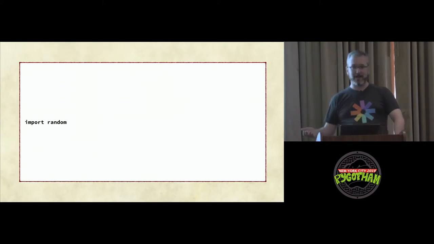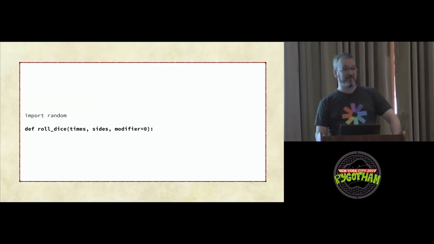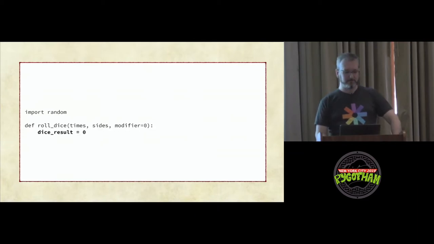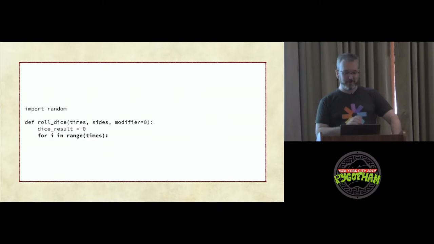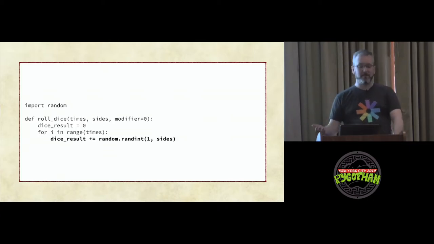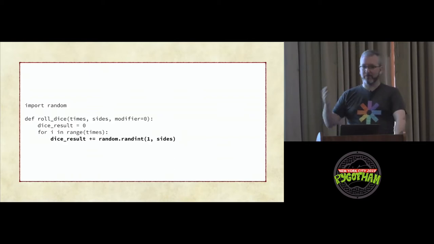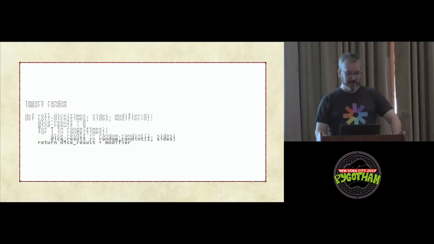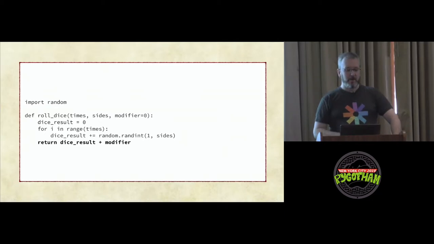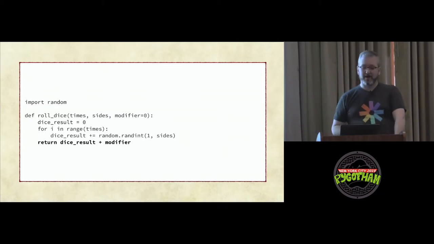Well, we need to start with random so that we can generate some random numbers. We'll make a function that takes those dice parameters we just looked at. Start with a nice place to start, 0. We'll roll as many times as we're told to, and get our random number and add it to the result. We'll roll between 1 and the number of sides that we have. And then return that plus the modifier.